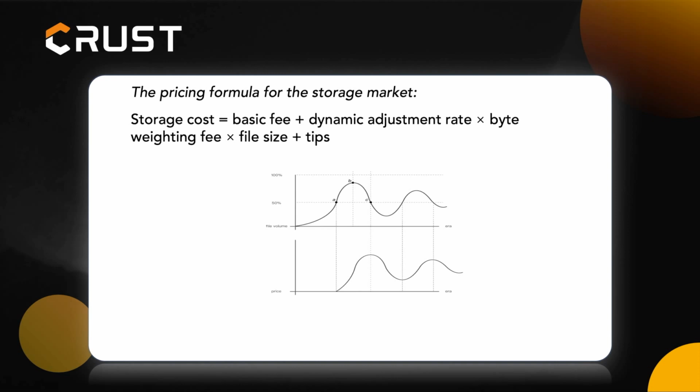When the resource utilization rate of the whole network is high, the order price will increase. When the resource utilization rate of the entire network reaches a certain height, the order price will begin to drop. The price fluctuation of storage will become smaller and smaller, and finally will stabilize at a price accepted by the market.